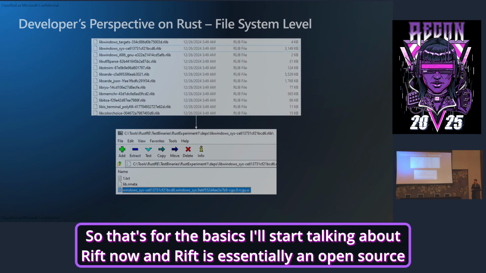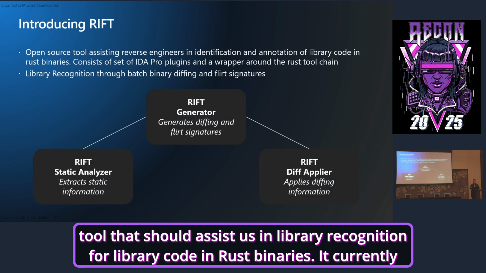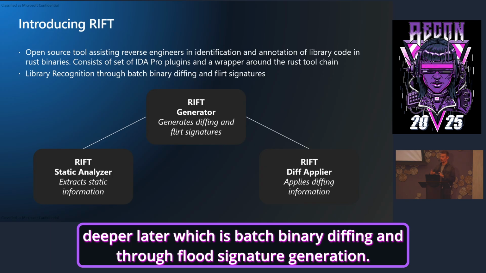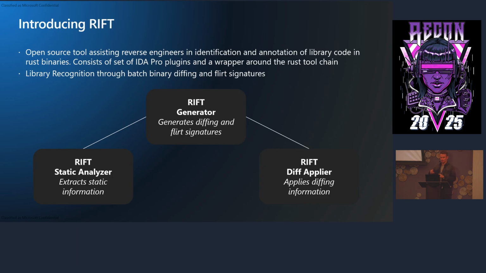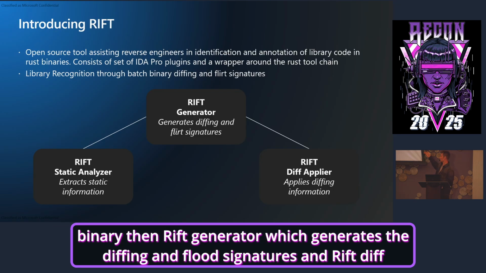I'll start talking about Rift now. And Rift is essentially an open source tool that should assist us in library recognition for library code in Rust binaries. It currently consists of 2 IDA Pro plugins and 1 Python program. So it can run in 2 modes, which I'll go deeper into later, which is batch binary diffing and through FLIRT signature generation. The 3 components are Rift Static Analyzer, which is to extract static information from the binary. Then Rift Generator, which generates the diffing and FLIRT signatures.